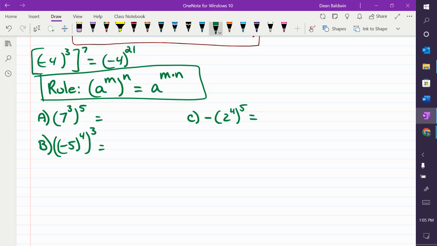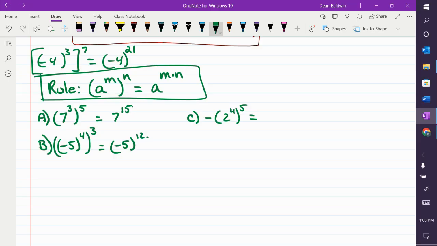So if our rule is if you have an exponent raised to another exponent, you multiply the exponents, what does a equal? 7 to the power of 3 raised to the power of 5. 7 to the power of 15. 5 times 3. That's all you do. -5 to the power of 4 raised to the power of 3. -5 to the power of 7. Oh, wait, no, to the power of 12.